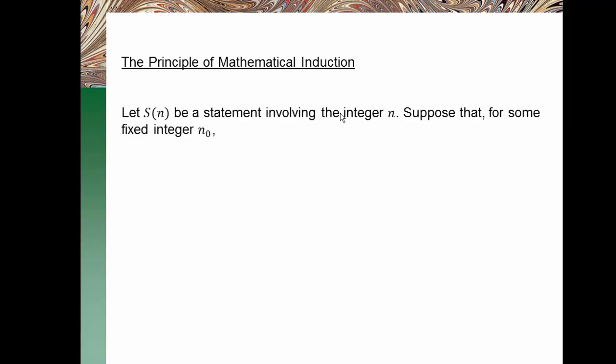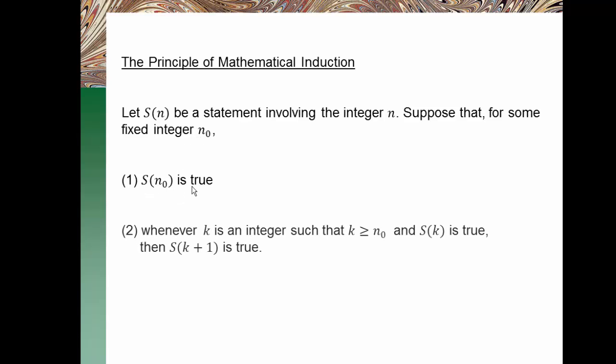Here we have S of n being a statement involving the integer n, and here are the two conditions. Here's the first one. It's a statement about n0. n0 is a fixed integer, and that can be related to the very first domino. We verify whether the statement about that first number is true. Here's the second condition.